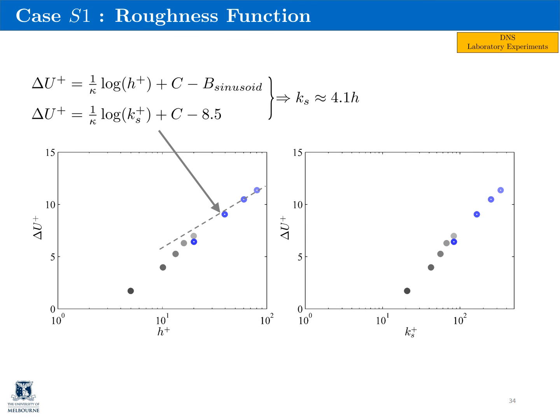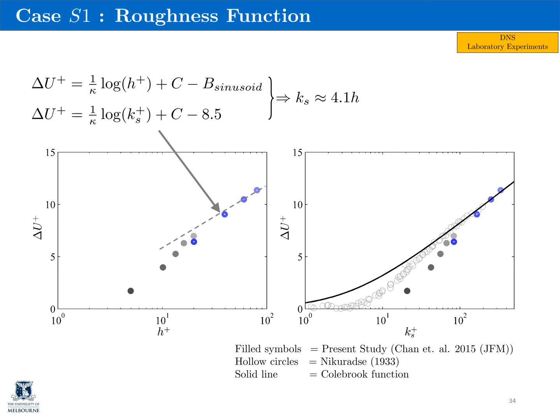In the plot on the right, we have the roughness function plotted against the equivalent sand grain roughness height. You can see that our data lies below the data of both Nikuradse and Colebrook. Fitting a fifth order curve fit to our data, it appears that our roughness function has an inflectional type behavior which is similar to that of Nikuradse and does not follow the monotonic behavior of Colebrook.